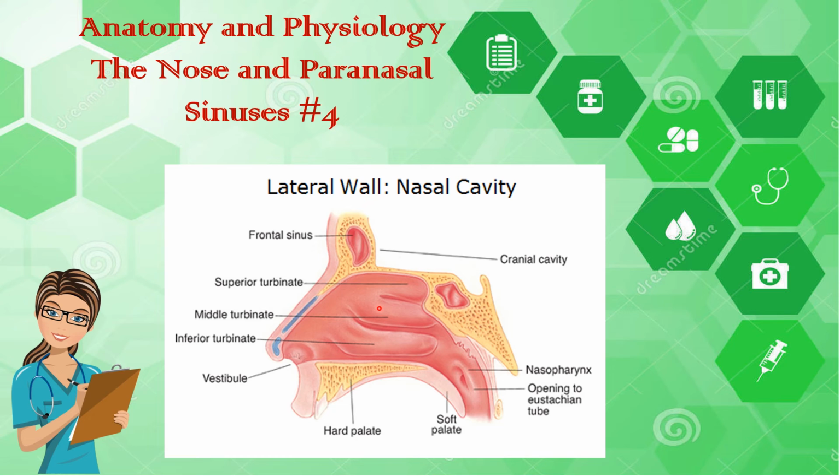Below each of these turbinates is a groove, or a meatus, each named according to the turbinate. So if this is the superior turbinate, this is the superior meatus, the middle meatus, and the inferior meatus. The nasolacrimal duct drains into the inferior meatus, and most of the paranasal sinuses drain into the middle meatus. Their openings are actually not visible.